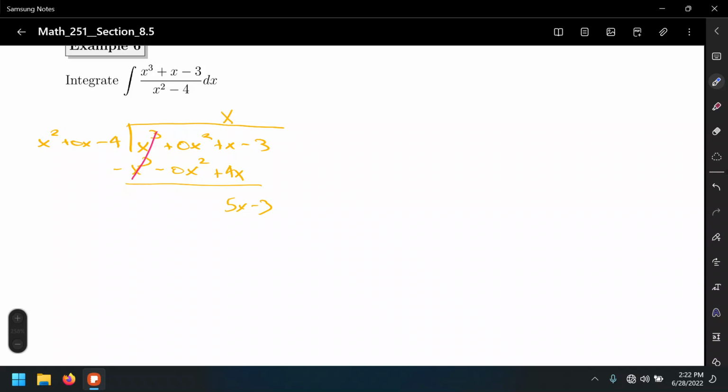So let's write this in the format quotient plus remainder over divisor. That's equal to the integral of x plus the remainder, 5x minus 3, over x squared minus 4. All right.